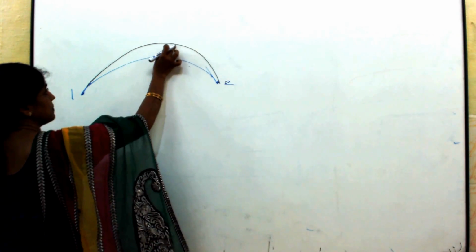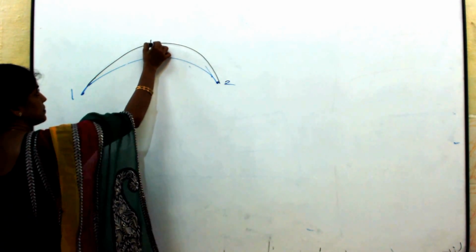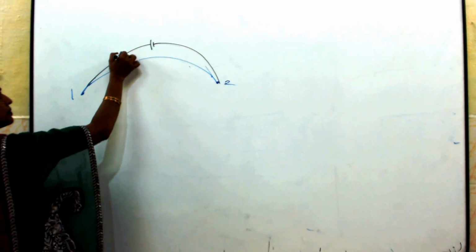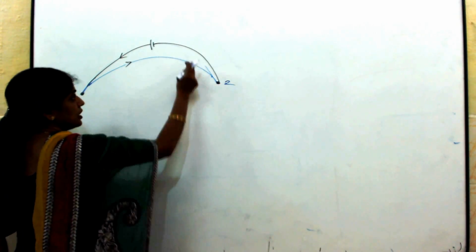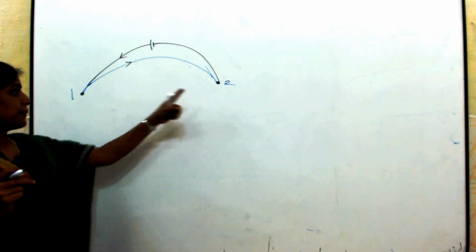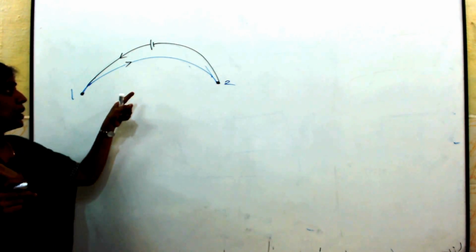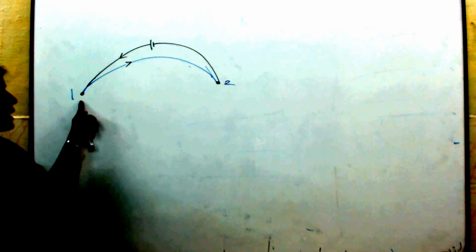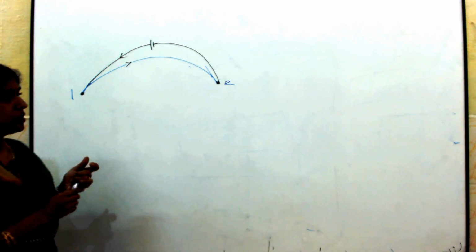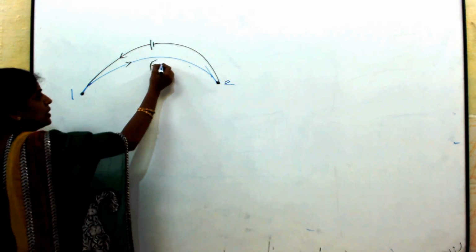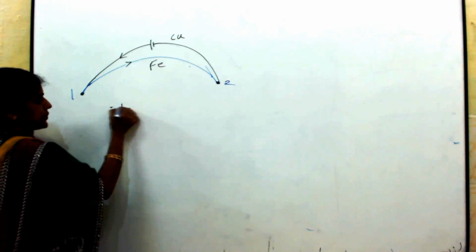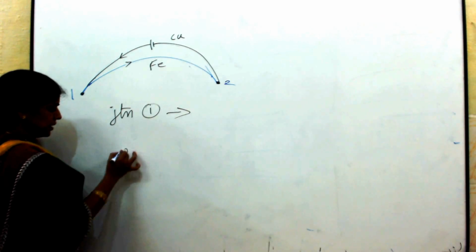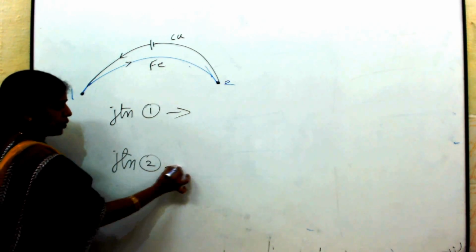this is one metal, this is junction 1, and here I have two different metals and I made two different junctions. This man Peltier told, heat is evolved at one junction and heat is absorbed at the other junction. For example, this is iron and this is copper. At this junction 1, what happens? And at this junction 2, what happens?